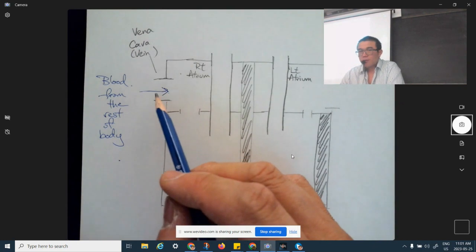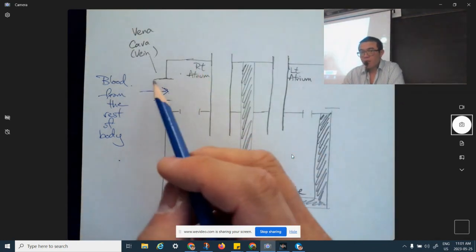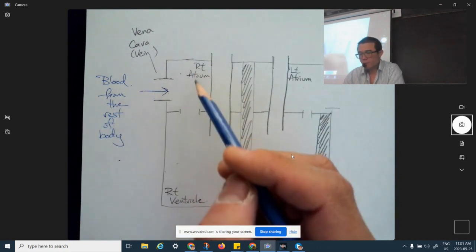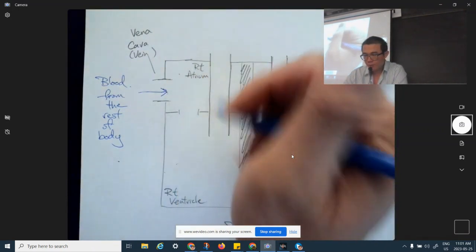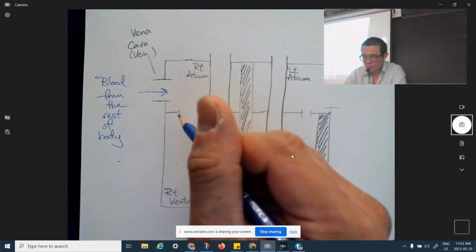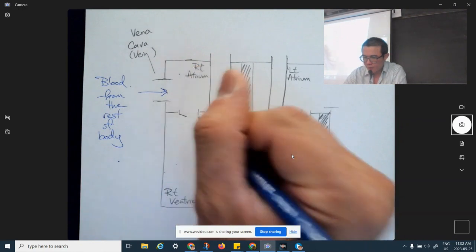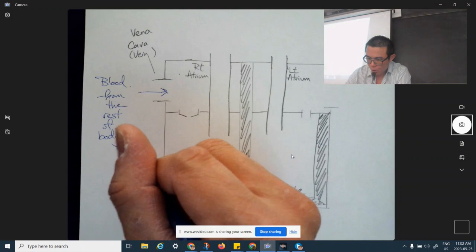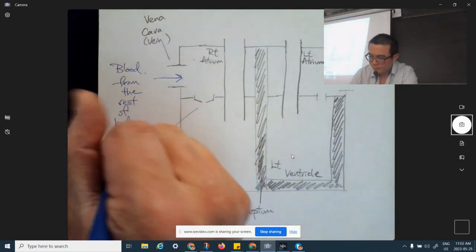Now, the deoxygenated blood will come into the right atrium through the vena cava. Vena cava collects all the blood from the rest of the body. Now, the blood will go from the right atrium into the right ventricle. In order to do that, it has to go through a valve, okay? A valve. This valve here is called the tricuspid valve.